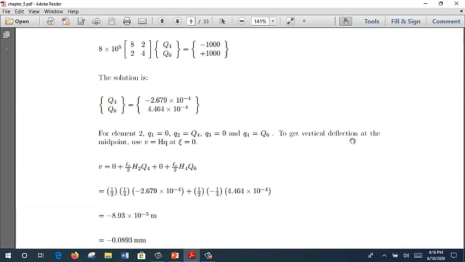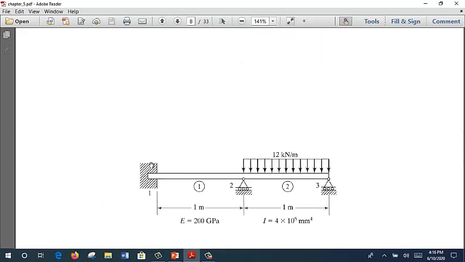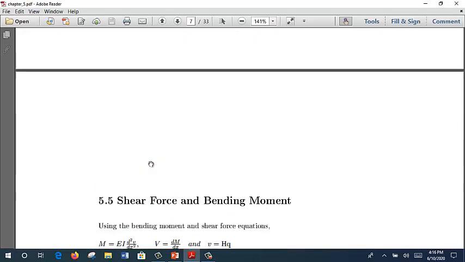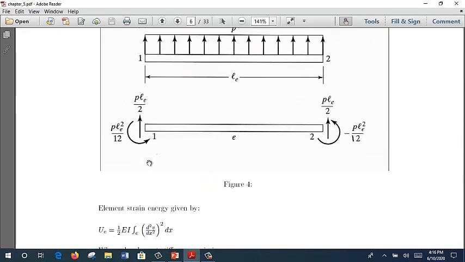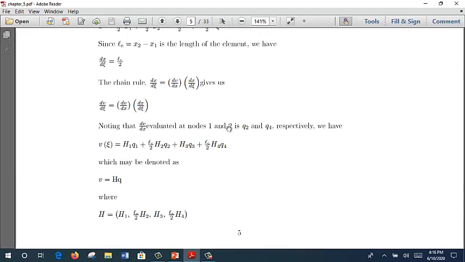Again, to get the vertical deflection at the midpoint, we need to use the formula H from before. Okay, what is H? H is the Hermite shape function, right? So from that, this is the formula that you need to use. From where? From the general formula that I discussed with you before. With this one, this is the general formula.